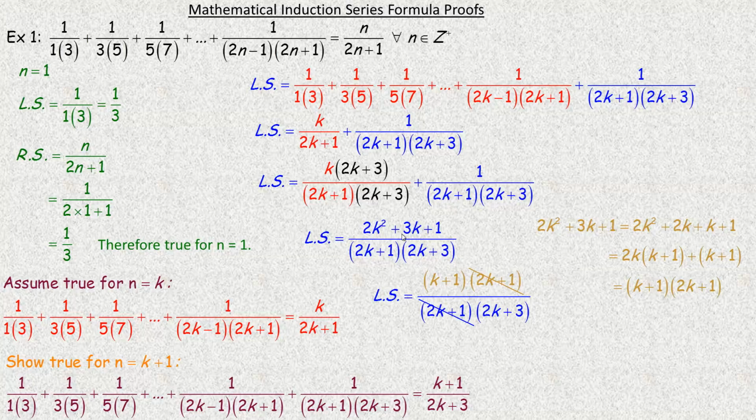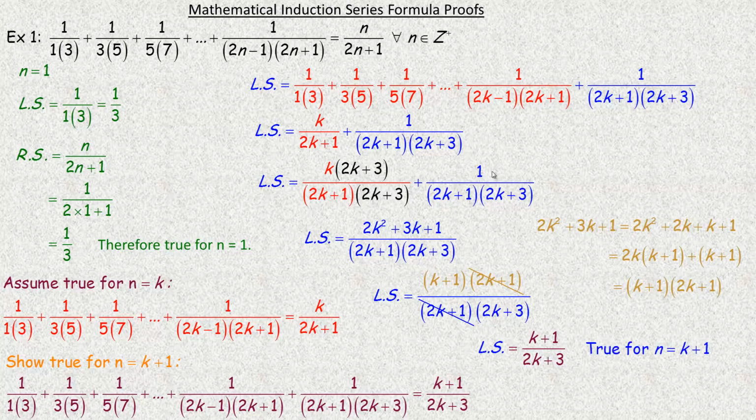So here's my substitution. That changes into 2k plus 1 and k plus 1. And those 2k plus 1s, numerator and denominator, divide out. And so we're just left with k plus 1 over 2k plus 3, which is exactly what we're supposed to show it's equal to. So that means it's true for k plus 1.